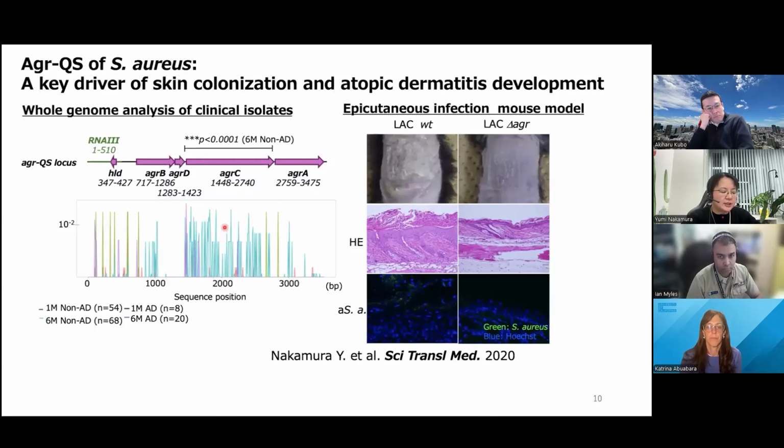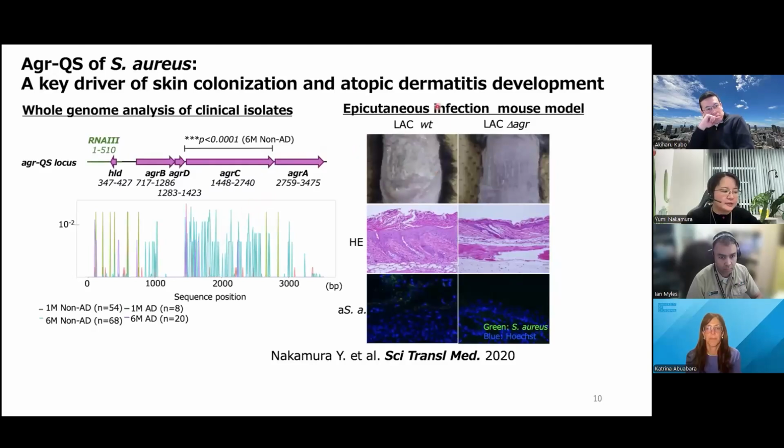Interestingly, we discovered that only the strains isolated from the skin of healthy infants developed loss of function mutation in the genomic region of AGR quorum sensing. And this phenomenon did not happen in atopic dermatitis associated infant skin.